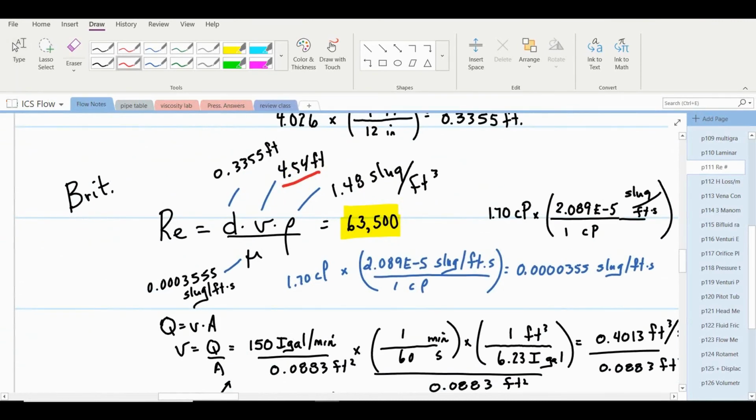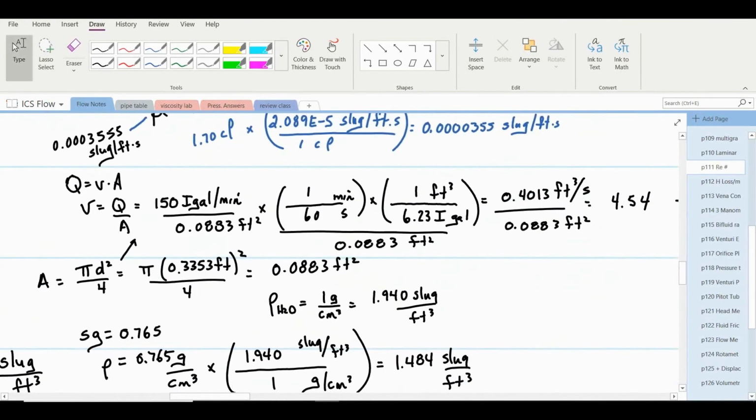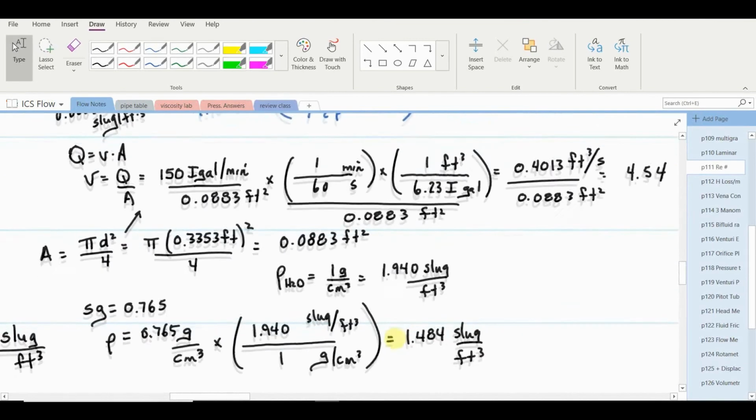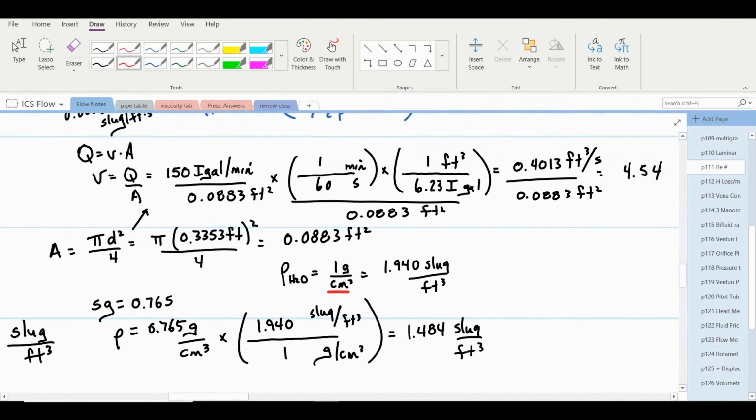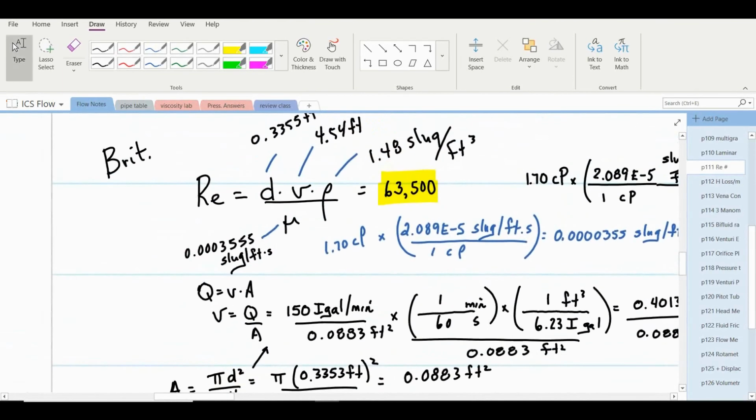We need the mass density, this time in terms of British units, slugs per cubic foot. Well, you may recall that the density of water in the CGS system was 1 gram per cubic centimeter, and that's equivalent to 1.9403 slugs per cubic foot, so you could simply use that conversion factor here to convert. The mass density is 0.765 grams per cubic centimeter times 1.9403 slugs per cubic foot per 1 gram per cubic centimeter, so we have 1.484 slugs per cubic foot here.